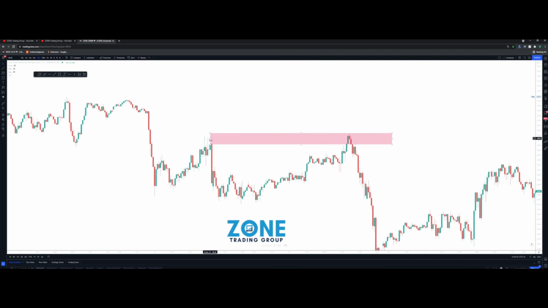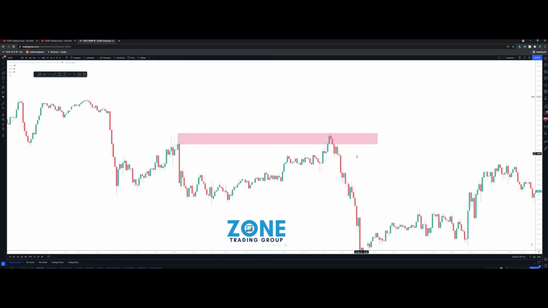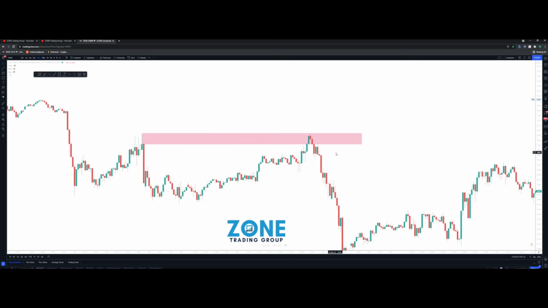Now, what happens next time price comes up to the zone? I mean, it's so easy to see. This is not that difficult. Price comes up to the zone and it leaves with the quickness. We got the retest. Now, you got to decide if you're a breakout trader or a retest trader.